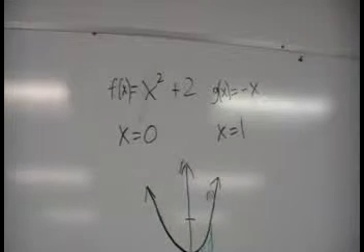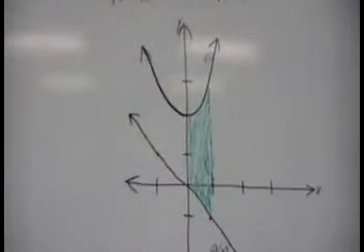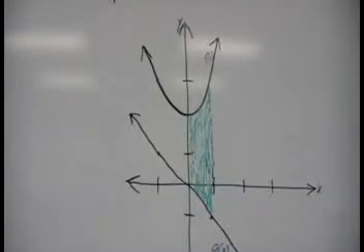Now that we have learned the formula, let's try a practice problem. Find the area of the region bounded by the graphs of y equals x squared plus 2, y equals negative x, x equals 0, and x equals 1. This is the graph of the equations, and the area we are trying to find is marked by the green shaded section.